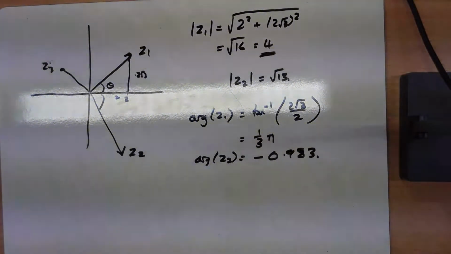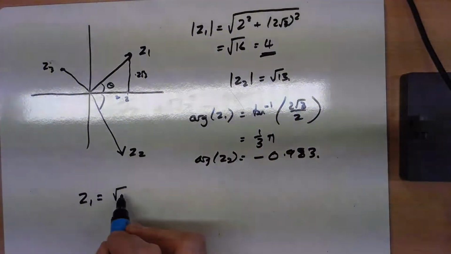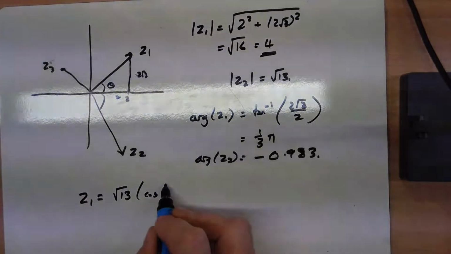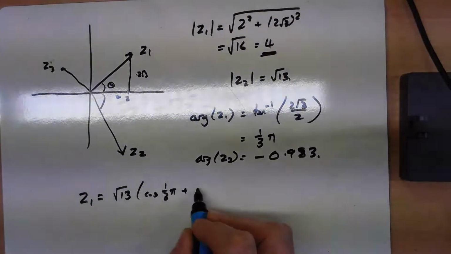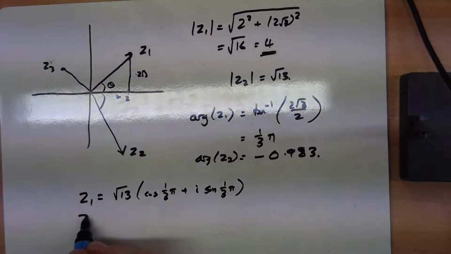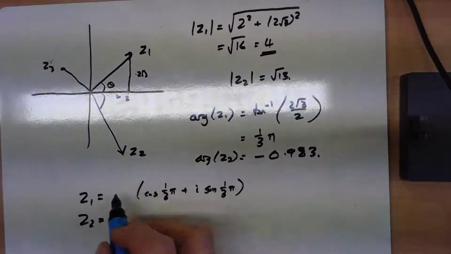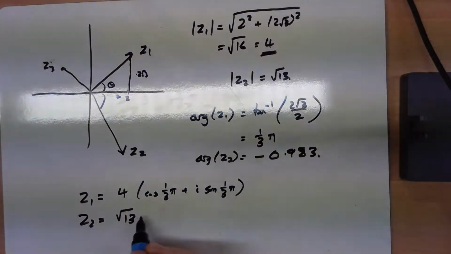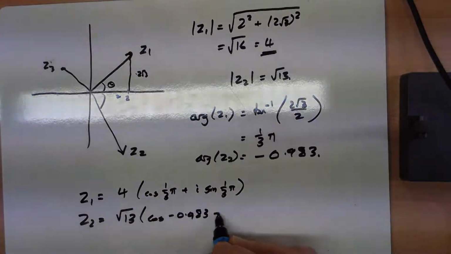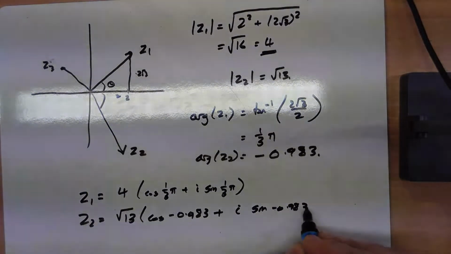Hence, write them in modulus argument form. So Z1, we've said, was root 13. So it's root 13 cos the angle plus i sine the angle. And Z2, which we did before, it wasn't root 13, that one was 4. And Z2 is root 13 cos of minus 0.983 plus i sine of minus 0.983.